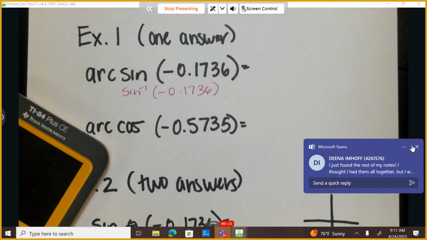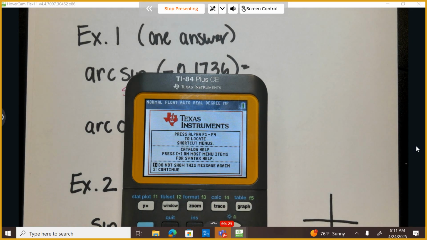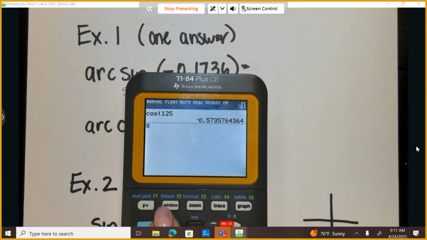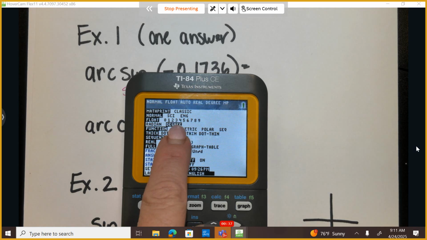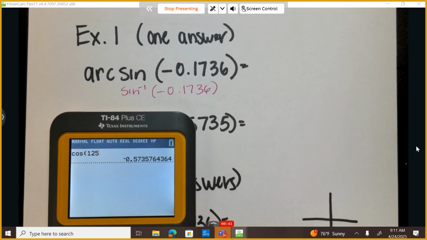So let's go ahead and let's turn this into degrees if it's not already there. So if everybody can do the exact same thing, you absolutely need to have a calculator in front of you to do any of the work today. Go up to mode and make sure that you are in degrees like I am. Okay, so what are we doing here?